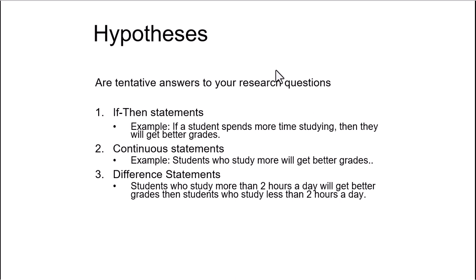With different statements, we're implying a difference between two groups. So students who study more than 2 hours a day, that's our first group, will get better grades than students who study less than 2 hours a day. That less than 2 hours a day is our other group. So we have two groups and we're going to be comparing their grades. You can use any of these three forms of hypotheses. Some will fit better with what you want to do than others, and you'll have to experiment to see which one fits best with your research topic and question.